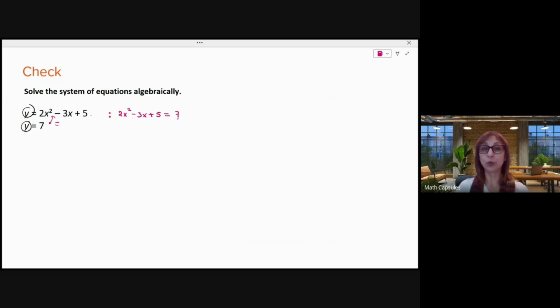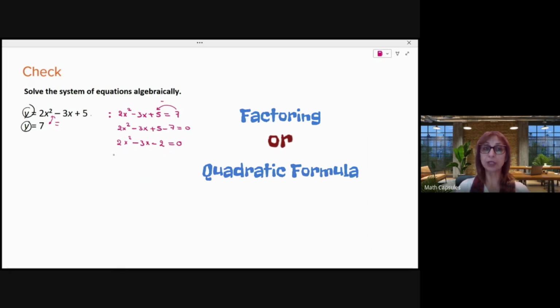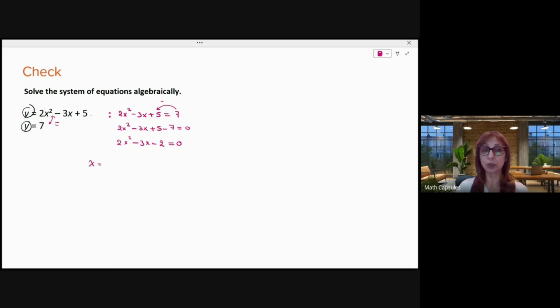Okay, now we have to write it in standard form. So we'll subtract 7 on the other side to make it 2x squared minus 3x plus 5 minus 7 equals 0. And combine the positive 5 and the negative 7 to make negative 2 equals 0. Now, I can solve this quadratic function to find x using either factoring or the quadratic formula. I prefer here to use the quadratic formula, which is x equals negative b plus or minus square root of b squared minus 4ac all over 2a.